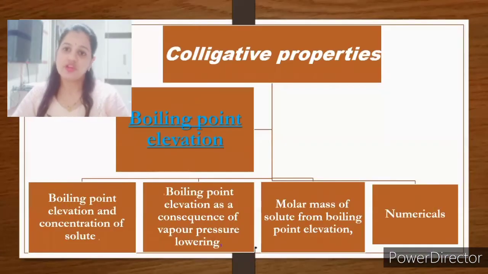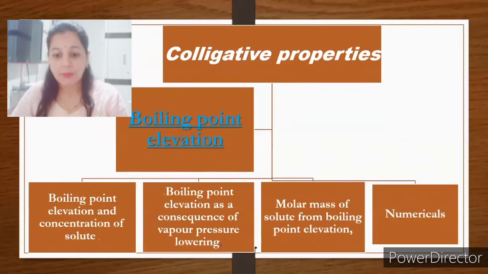In the last videos we started with the solutions chapter and saw colligative properties, starting with the first colligative property, lowering of vapor pressure. Today we will continue with the second colligative property, boiling point elevation, and we will compare the boiling point elevation with the vapor pressure.